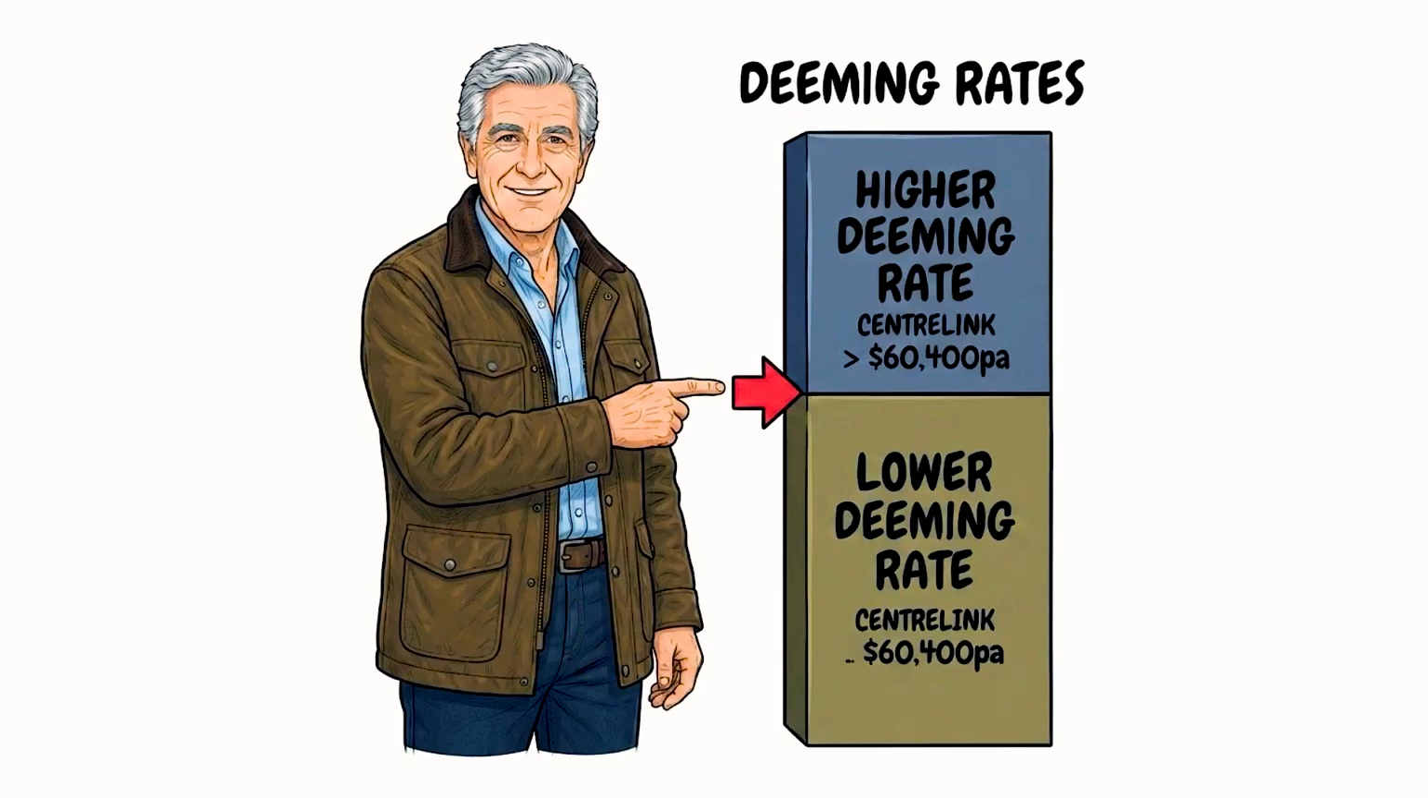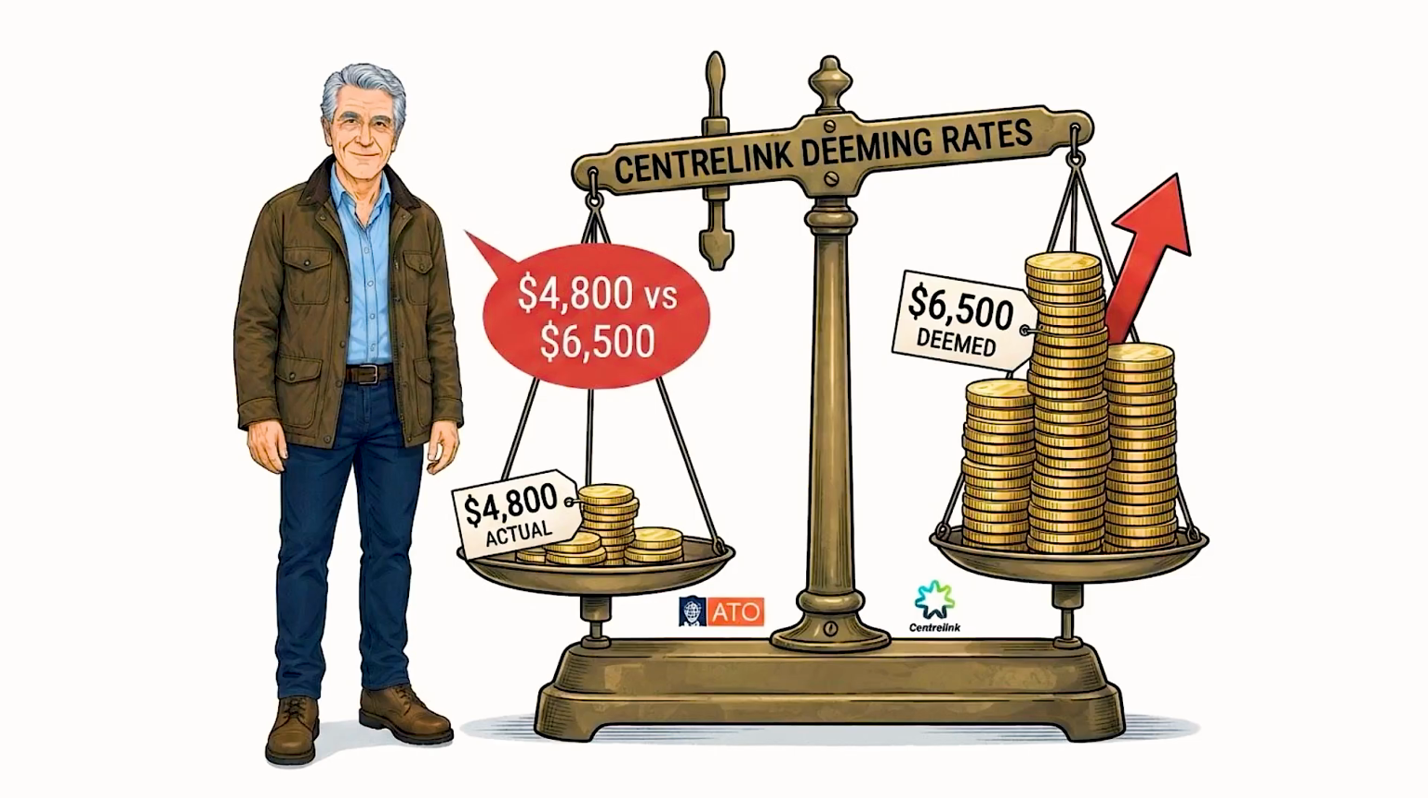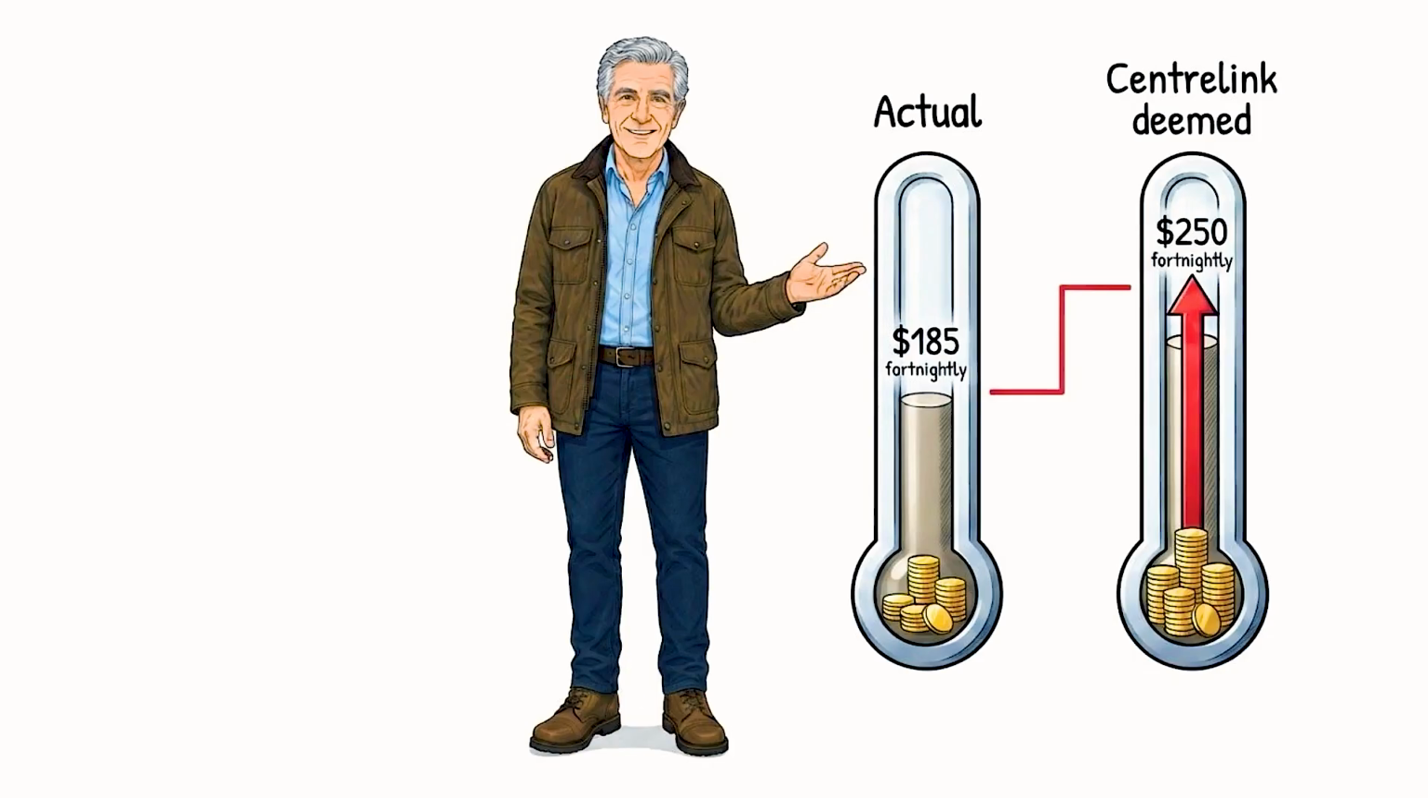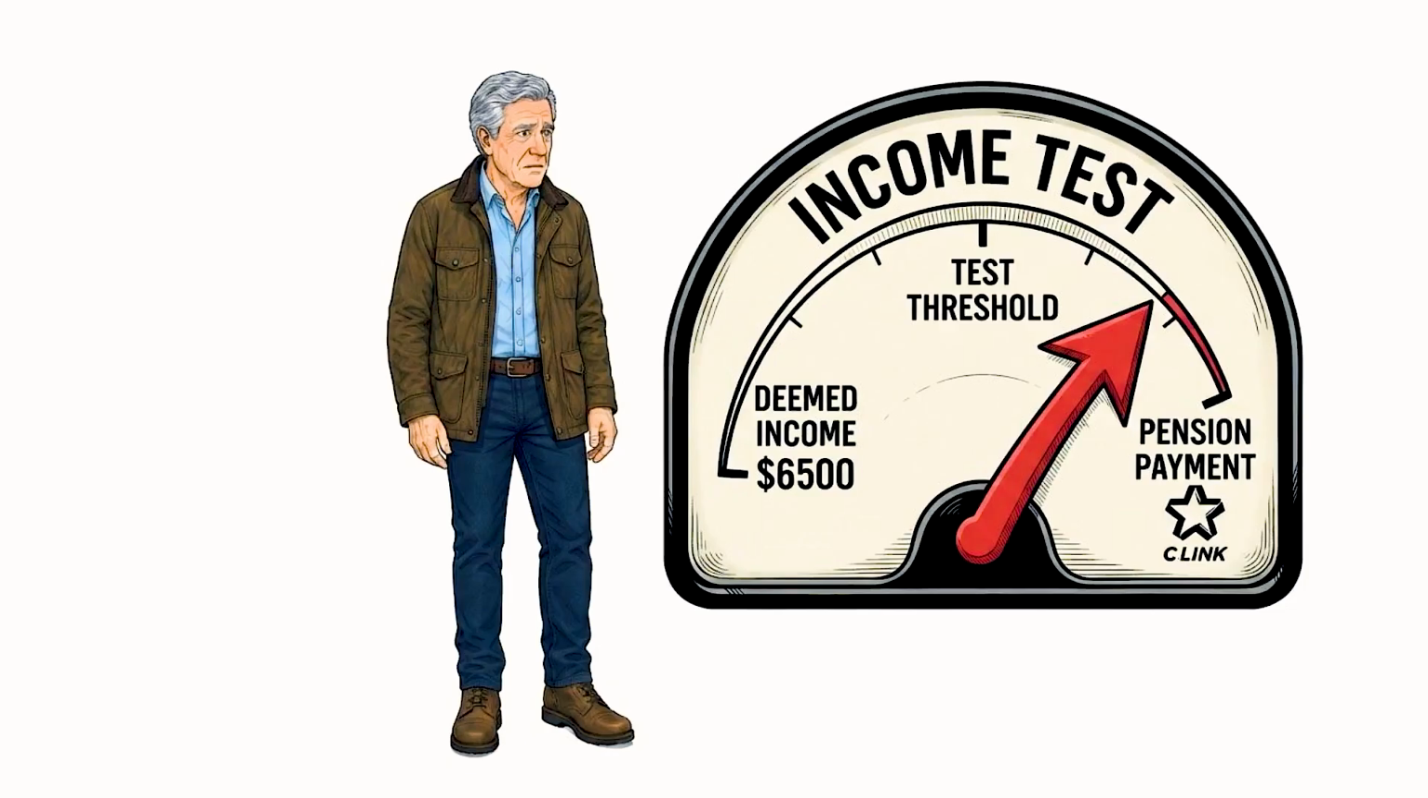Let's say the lower deeming rate applies to the first portion of her assets, and the higher rate kicks in above that threshold. Based on indicative deeming rates, Centrelink might calculate her deemed income at something closer to $6,500 or more per year, depending on the rates in place at the time. That's over $250 a fortnight in assumed income. A fortnightly figure that's meaningfully higher than what Margaret is actually receiving. And because that deemed income figure feeds into the income test, it pushes her assessed income higher, which flows directly through to a lower pension payment.